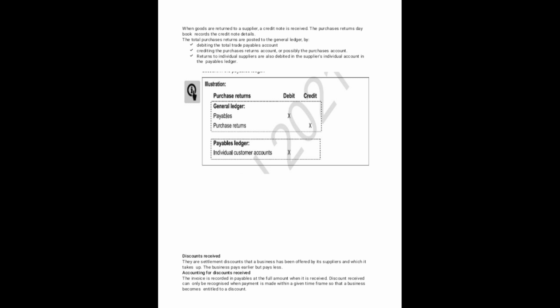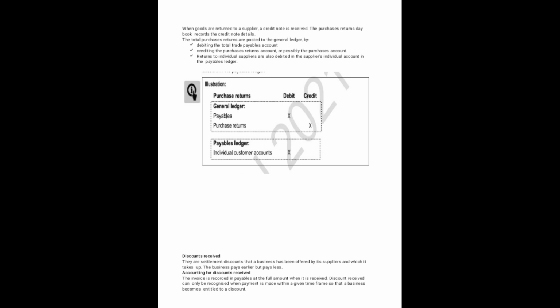When goods are returned to a supplier, a credit note is received. The purchases returns daybook records the credit note details. So the total purchases returns are posted to the general ledger by debiting the total trade payables account, crediting the purchases returns account or possibly the purchases account.